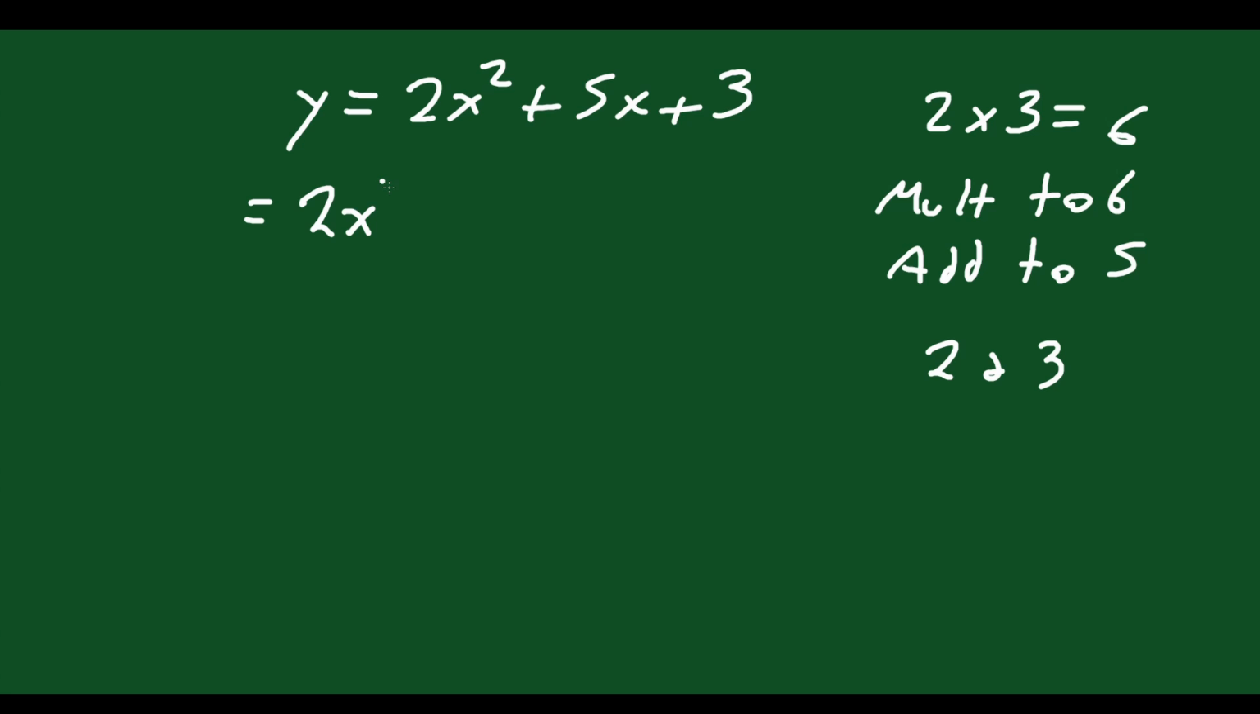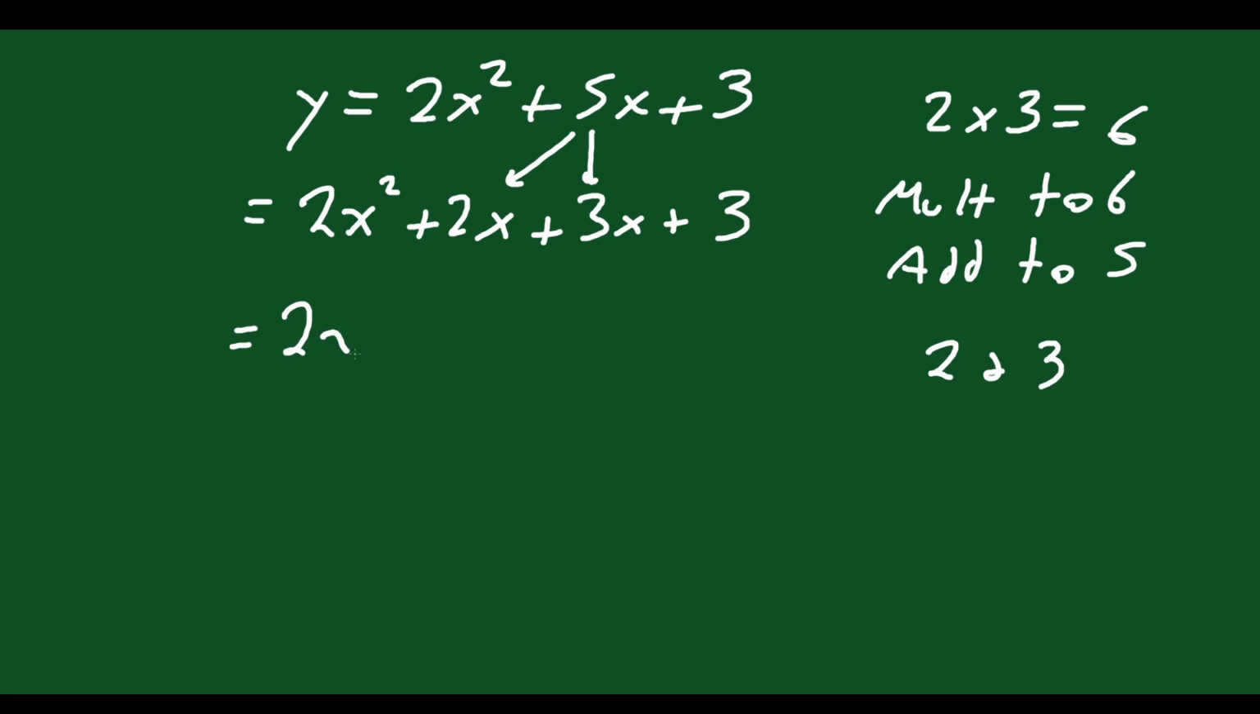So we have 2x squared plus 2x plus 3x plus 3. And it doesn't matter if you put the 2x here, or the 3x here or here. These could be swapped. You get the same answer at the end of the day. All right, so we decompose that 5x into 2x plus 3x. Now we factor by grouping. So we group the first two.